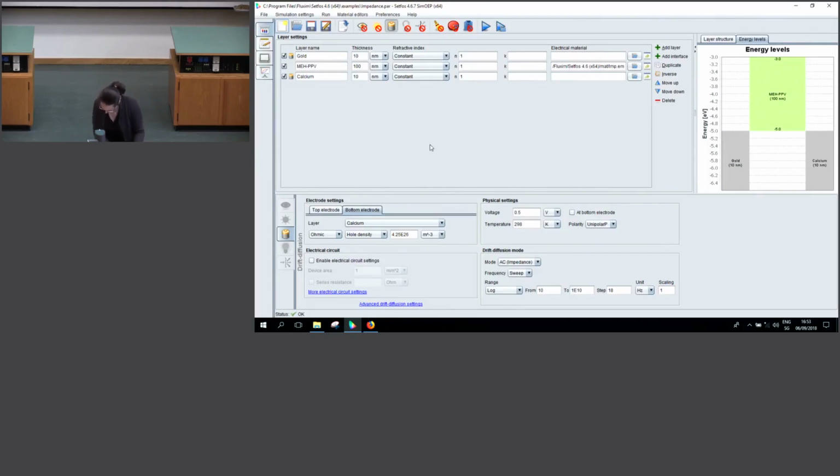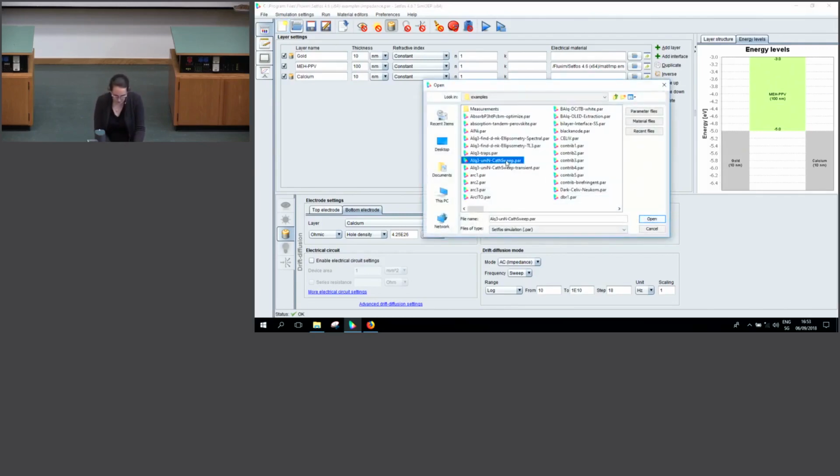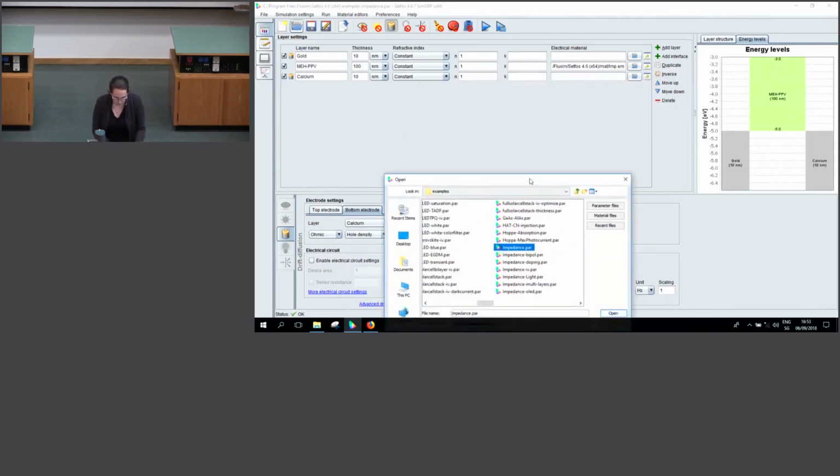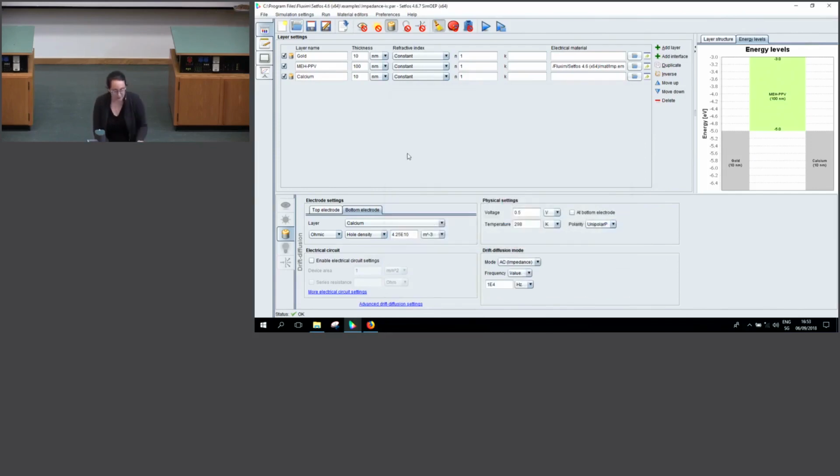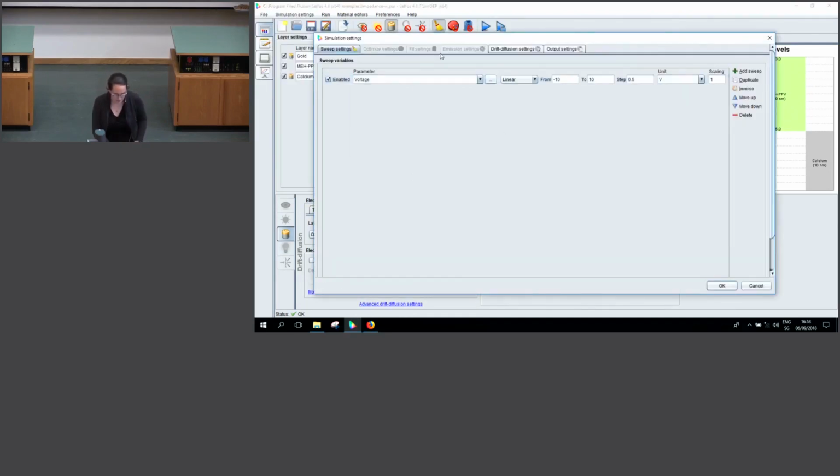I think the one that Beat showed is actually called impedance IV. So this would be just at 1 voltage. Actually, this is 0.5 volt. So to generate the capacitance frequency plot, we need to vary also the voltage, and this is what is done here in these sweep settings.